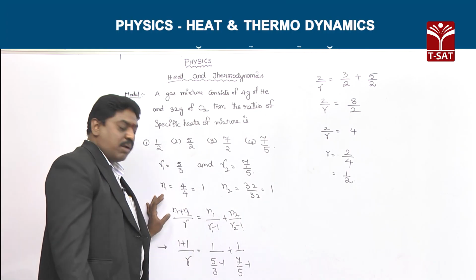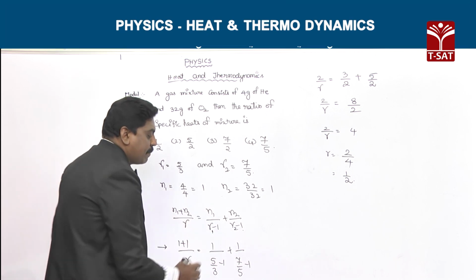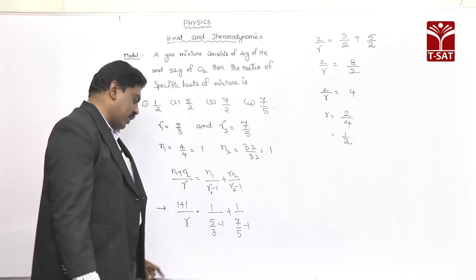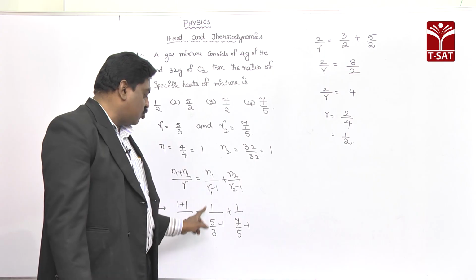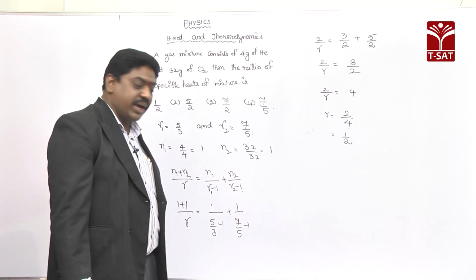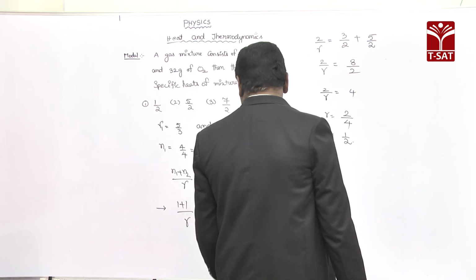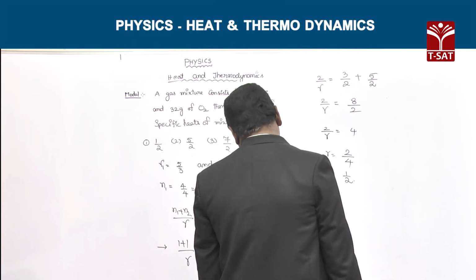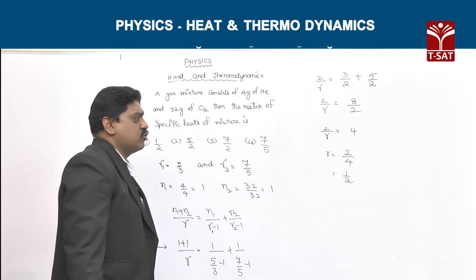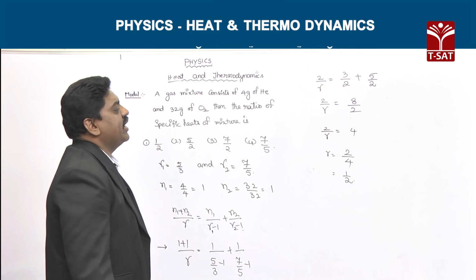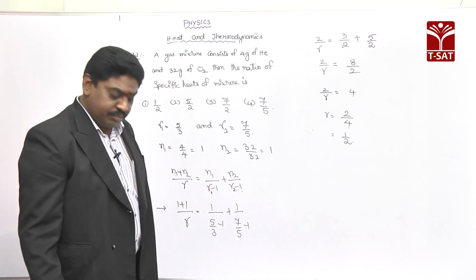From the formula we have n1 plus n2 by gamma minus 1 equals n1 by gamma 1 minus 1 plus n2 by gamma 2 minus 1. On substituting the values, we have 1 plus 1 by gamma minus 1 equals 1 by 5 by 3 minus 1 plus 1 by 7 by 5 minus 1, and we have 2 by gamma minus 1 equals 3 by 2 plus 5 by 2, where we have 2 by gamma minus 1 equals 8 by 2, and 2 by gamma minus 1 equals 4, so gamma minus 1 equals 2 by 4, which is 1 by 2.